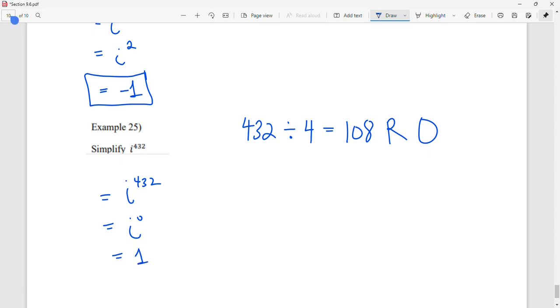So these problems aren't too difficult. You just have to remember to divide by 4 and use whatever your remainder is as your new exponent, and then simplify it from there.